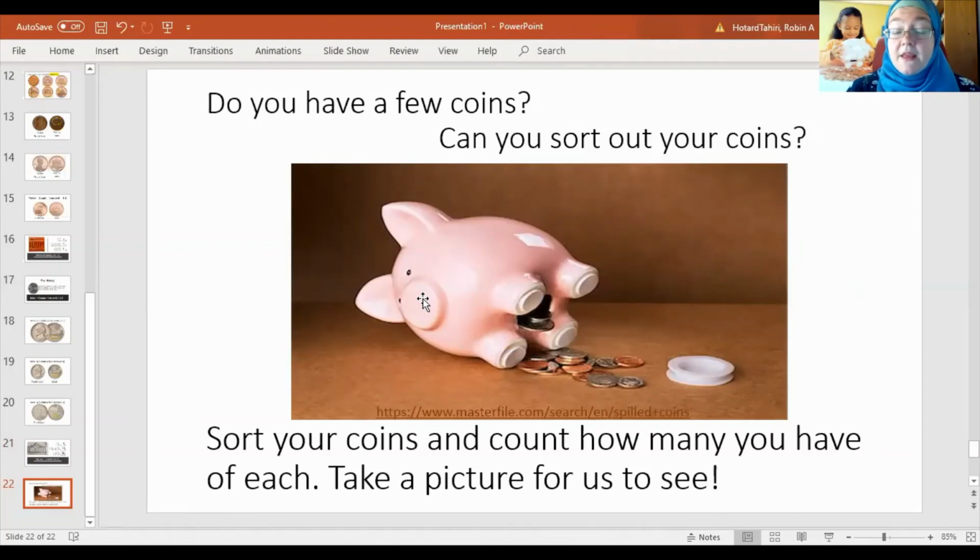Tell me, how many pennies did you have? How many nickels do you have? Can you count them and show me? Take a picture. And as a bonus, if you're able to tell me the value, because you're counting by ones, and for your nickels, you're counting by fives, even better. But today it's sorting and counting.